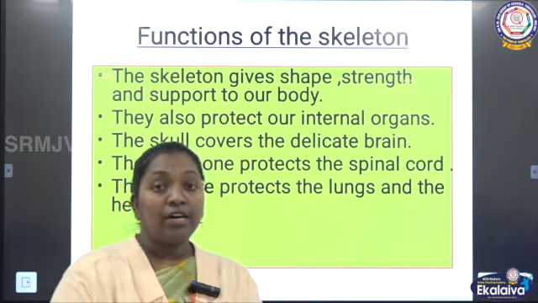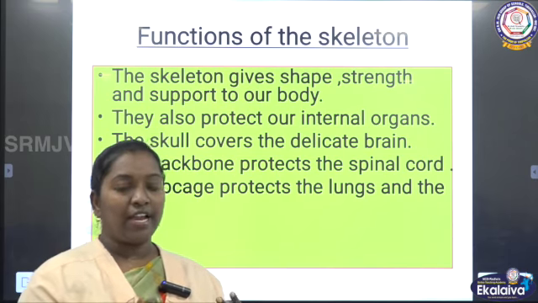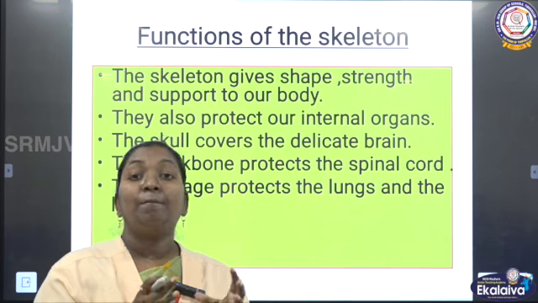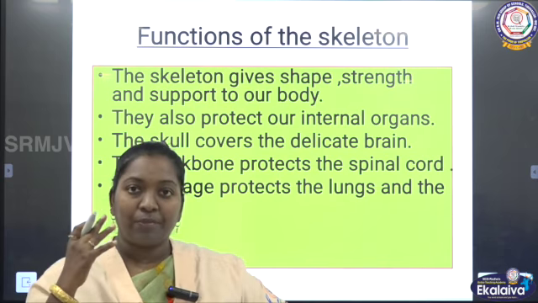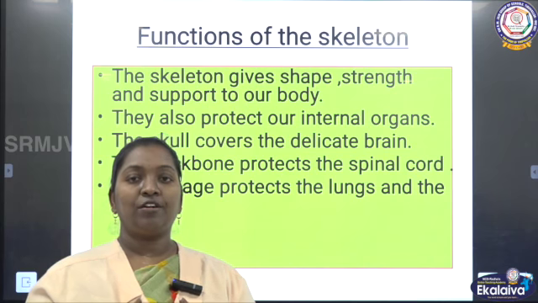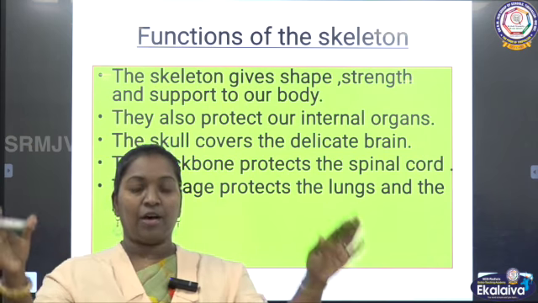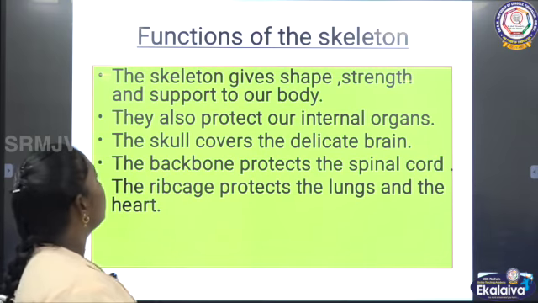So far we have learned about the skull, backbone, rib cage and limbs. These are the names given to the bones: the skull, the spine at the back, the rib cage covering the front part, and the bones present in our arm called limbs, isn't it? So what is the function of the skeleton?